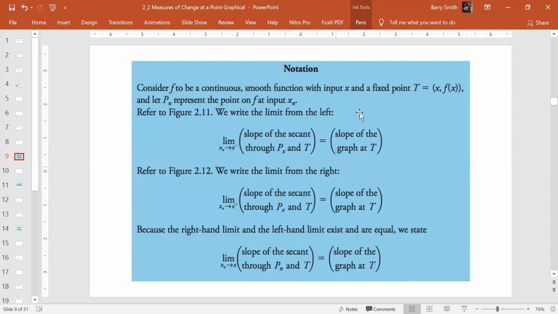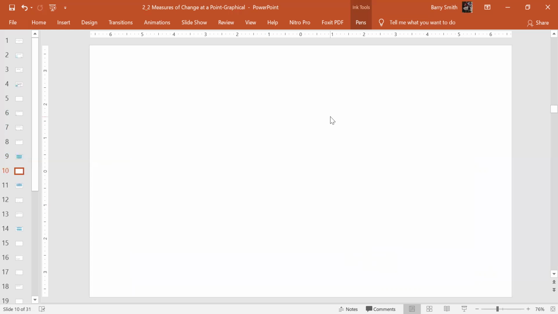Also, coming from the right, we saw the same thing. The slope of the secant through P(x) and T, as we get closer and closer to T, gives us the slope of the graph at T. What does that mean? As the limit of xn goes to x, the slope of the secant through Pn and T is equal to the slope of the graph at T. All right, we'll leave it at that and come back in a little bit for some more.